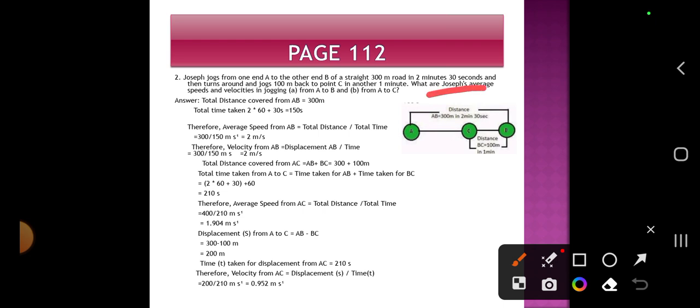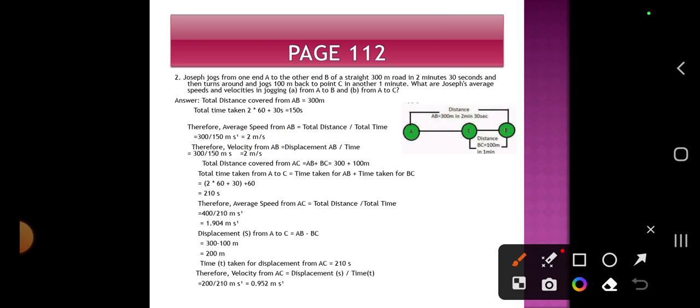So we got the average speed of Joseph from A to B, and from A to C we also have to find it. We also have to find the velocity from A to B, that is the displacement, because it is also said that the velocity has to be found. So for A to B we found the average speed, and now the velocity.